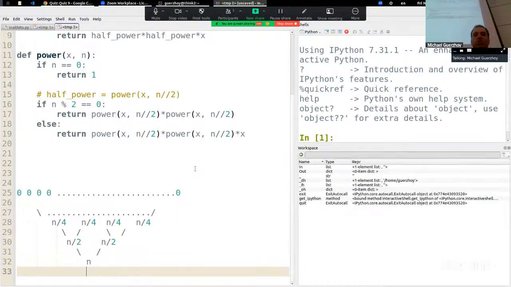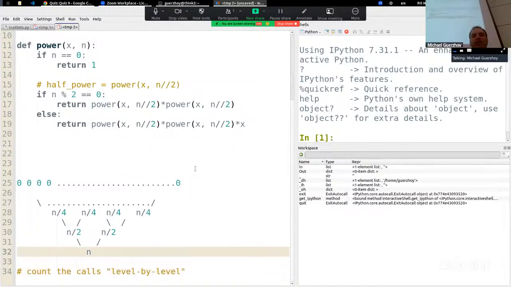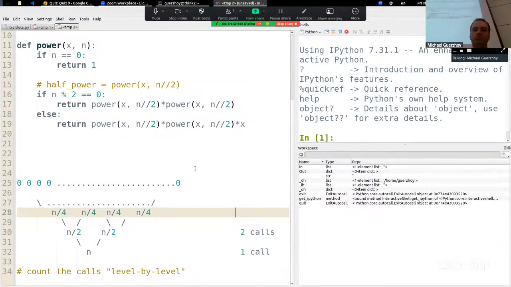What I'm going to do is I'm going to count the calls level by level. So what I mean by that is I'll say on this level, there is 1 call in total. And then on this level, there's 2 calls. So level is not like a programming concept. Level is just like in this picture, there's levels. And then on the next one, there's 4.